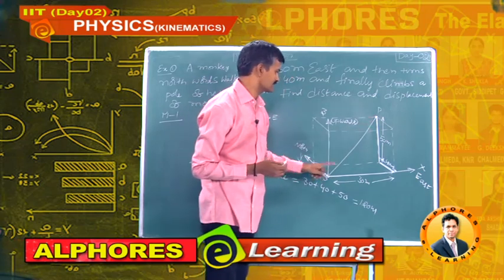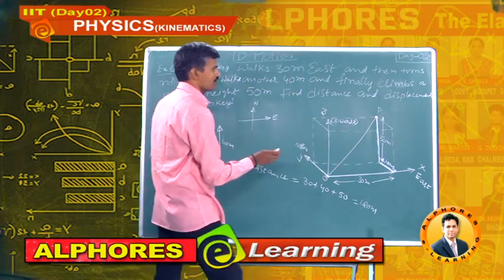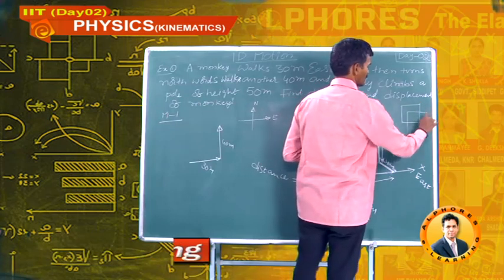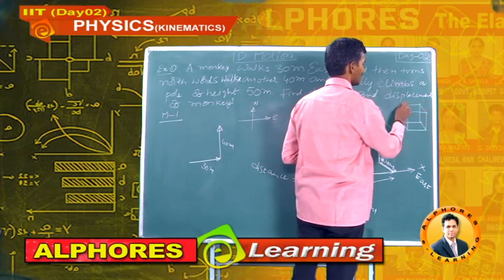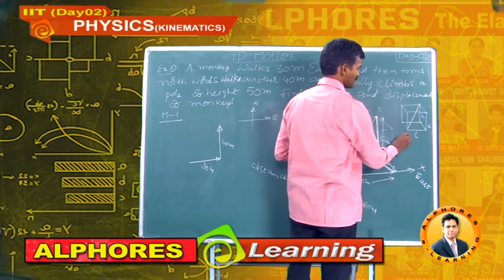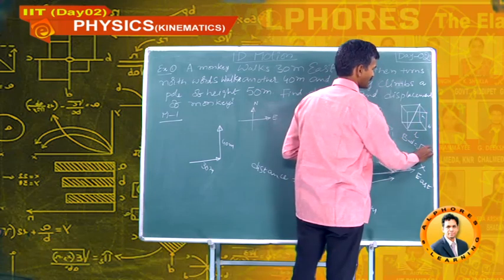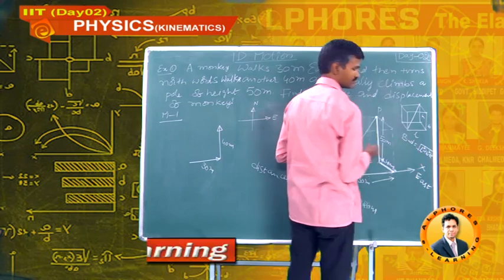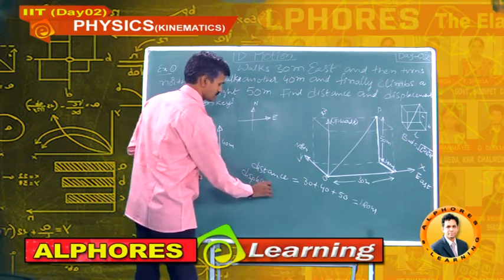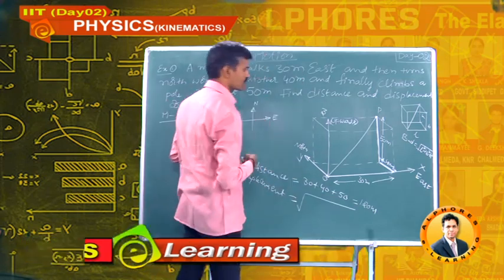To find this length, we know the cuboid's body diagonal length. Suppose this is a cuboid of side lengths L, B and H. Suppose this is L and this is B, this is H. What is the body diagonal length? Body diagonal is under root L square plus B square plus H square. So, clearly displacement of monkey is the body diagonal length.